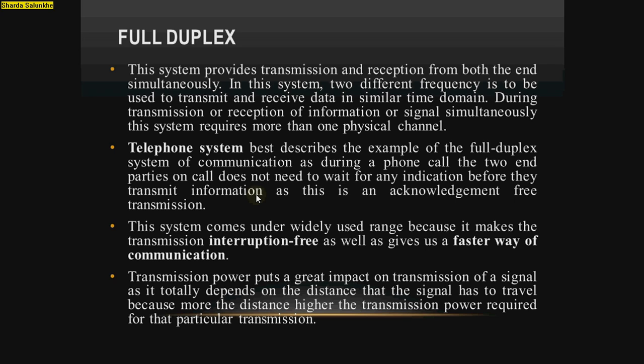So two parties can transmit and receive the information simultaneously. This is a widely used application. This is the interruption free application and a faster way of communication. But as the distance increases, higher transmission power is required for the higher distances for the particular transmission.